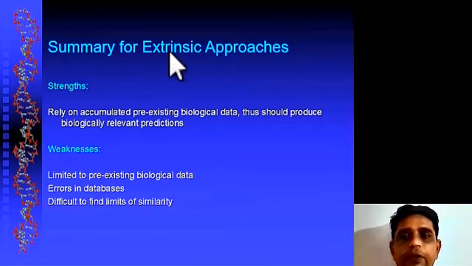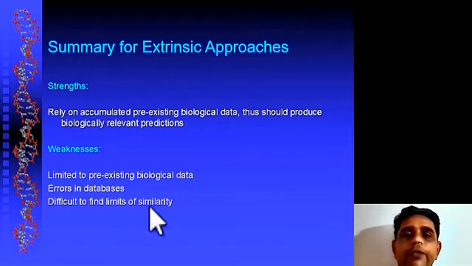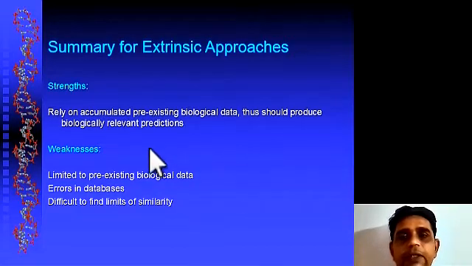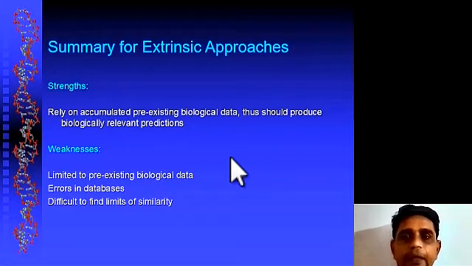So this is the summary of the extrinsic approach. The extrinsic approach relies on accumulated pre-existing biological data. Thus, it should produce biologically relevant predictions. Weakness: it is limited to the pre-existing biological data, there can be errors in the database, and it is difficult to find the limits of the similarity. So what does that tell us? Suppose I get some new sequence, then I'll be comparing it with the information which I already have in the database, and depending upon that only I will find it out.